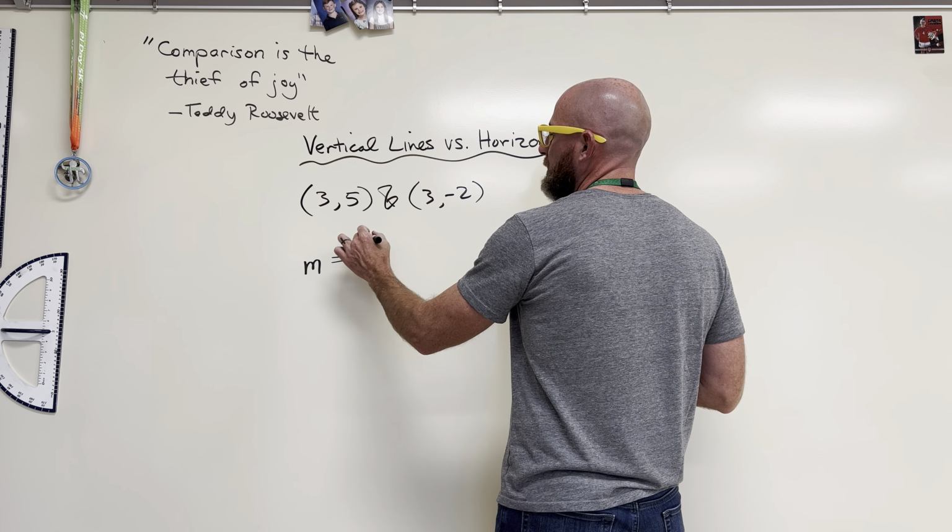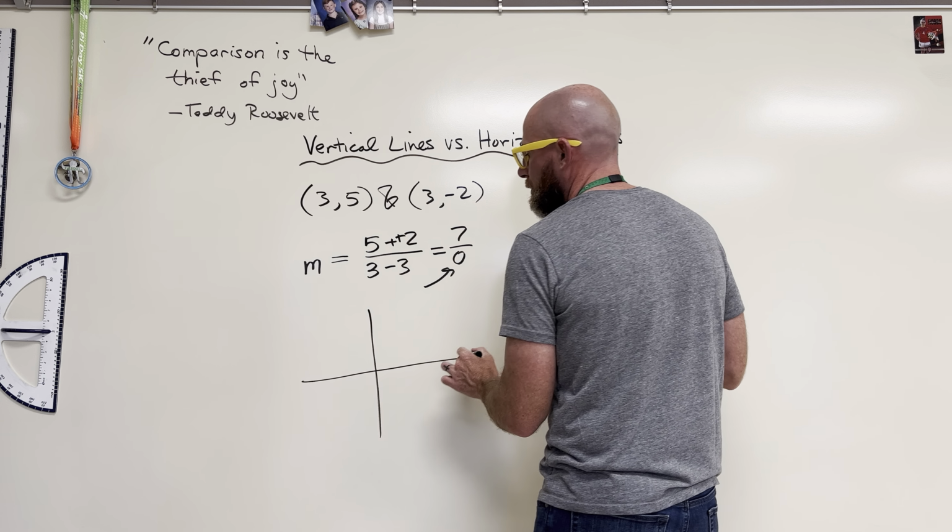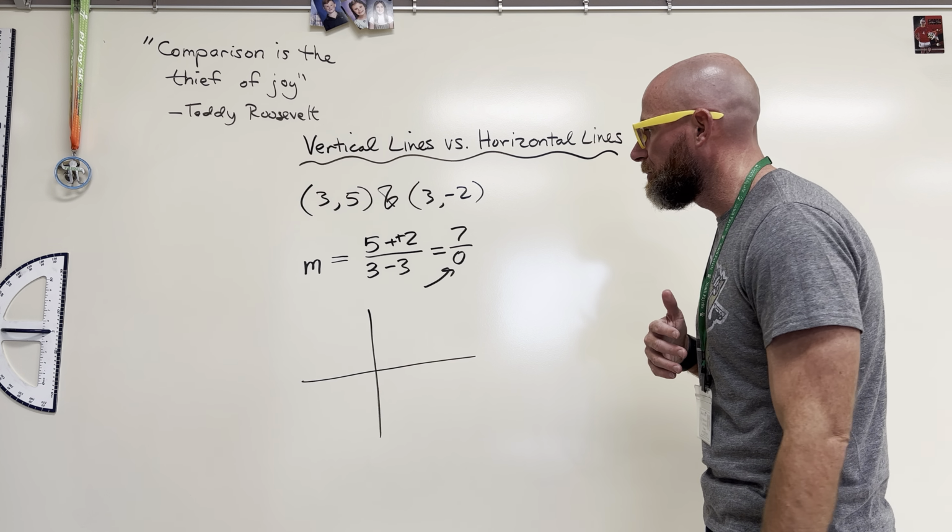Remember, a fraction is usually a part to whole relationship. So how can we have 7 parts of 0 wholes? Therefore, something strange is going on, and we should always go back to what's going on in the graph. Vertical lines have undefined slope.